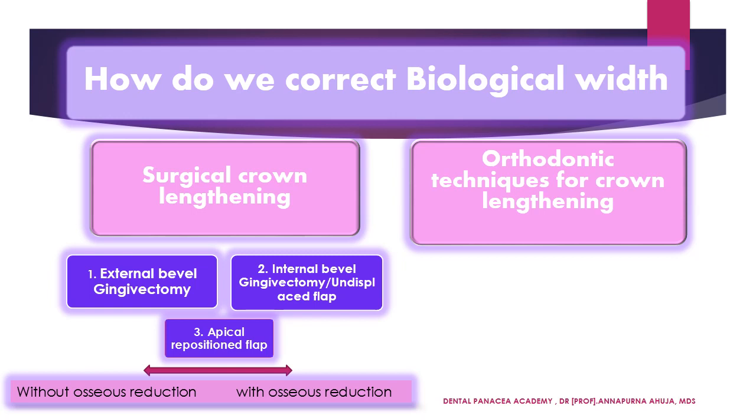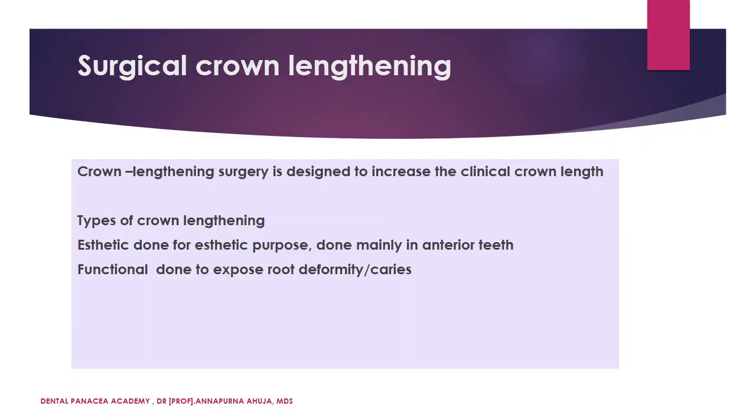Under surgical crown lengthening, we've got external bevel gingivectomy, internal bevel gingivectomy, it is also called undisplaced flap. And third one is apical repositioned flap, with or without osseous reduction.